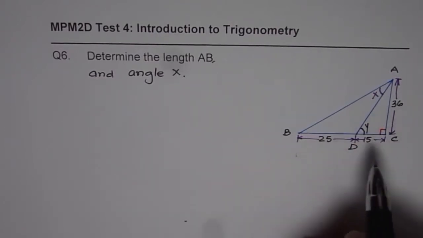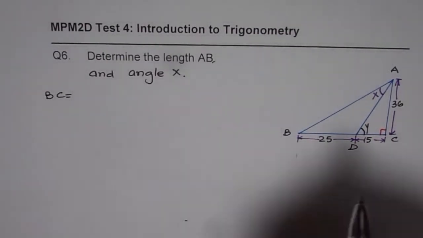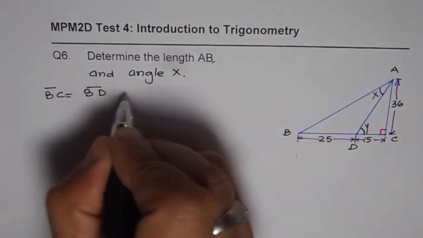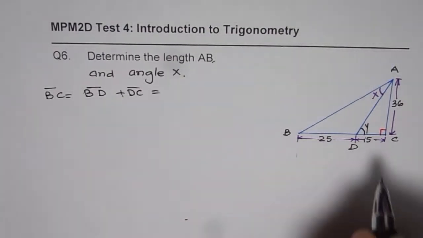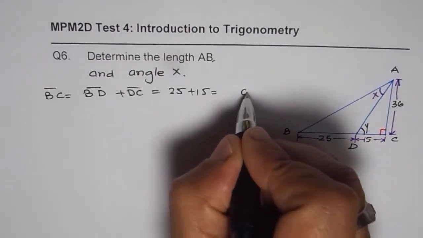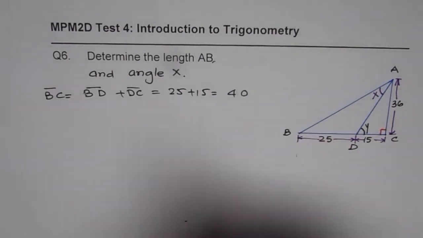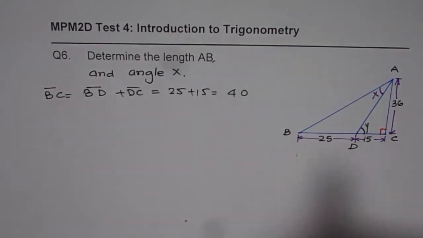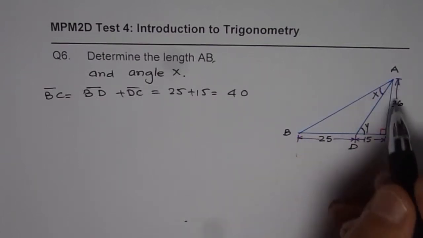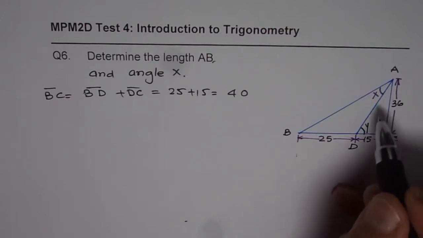Okay, so let's begin. First thing is BC for us is equal to BD plus DC, which is equal to 25 plus 15, or which is equal to 40. Well, the units are not given, so 40 units. So we know BC. Now to find AB, let us use Pythagorean theorem, okay?